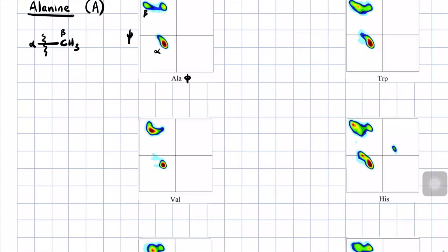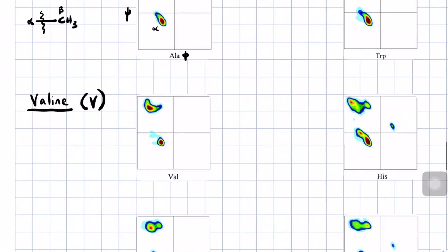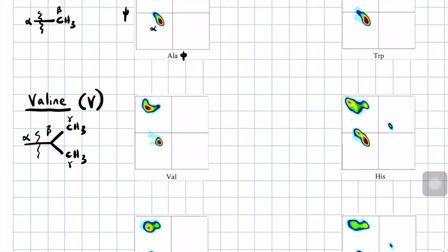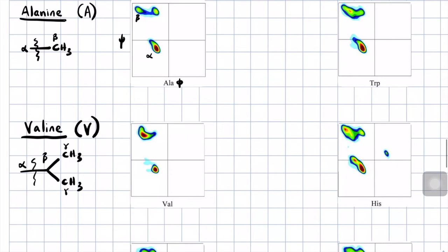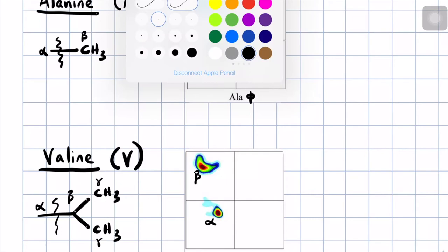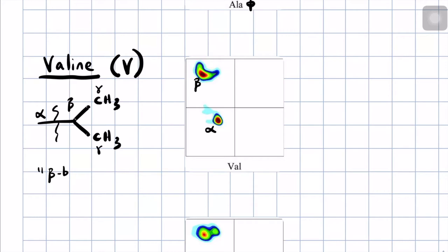If we attach two methyl groups to that beta carbon, we have the side chain valine, three-letter code VAL, one-letter code V. Here's the alpha carbon. Here's the squiggly line. Here's the beta carbon. And with valine, we have two methyl groups, and we would call them each gamma methyl groups. And you can see that unlike alanine, valine's comfortable in the alpha and the beta areas, but not in this additional polyproline type 2 helical area. We'll call valine a beta branched amino acid because at the beta carbon, you've got a branching point with two different methyl groups.